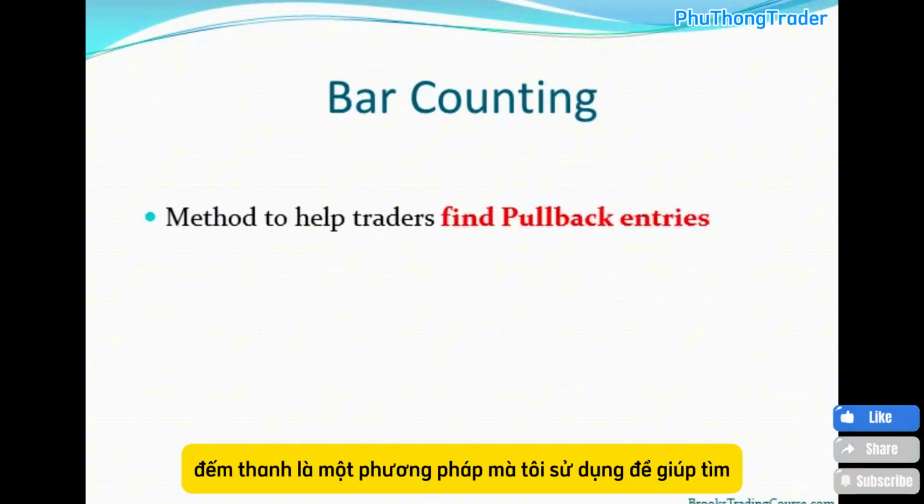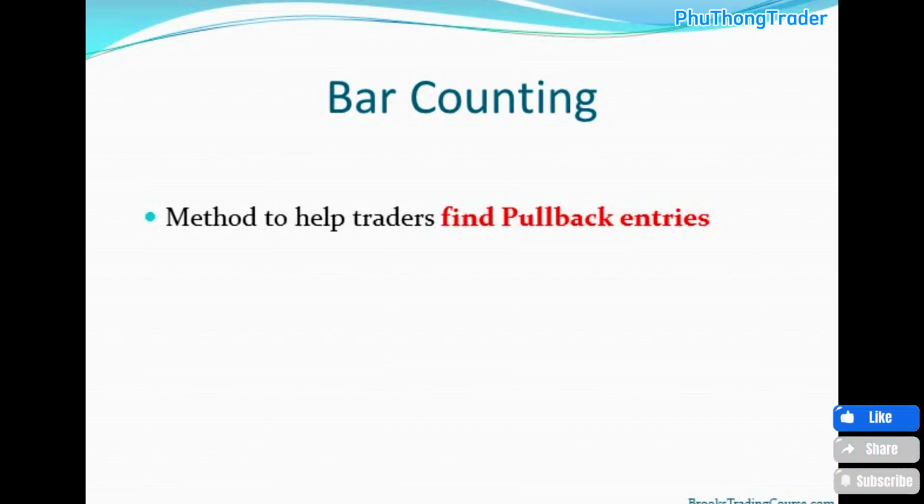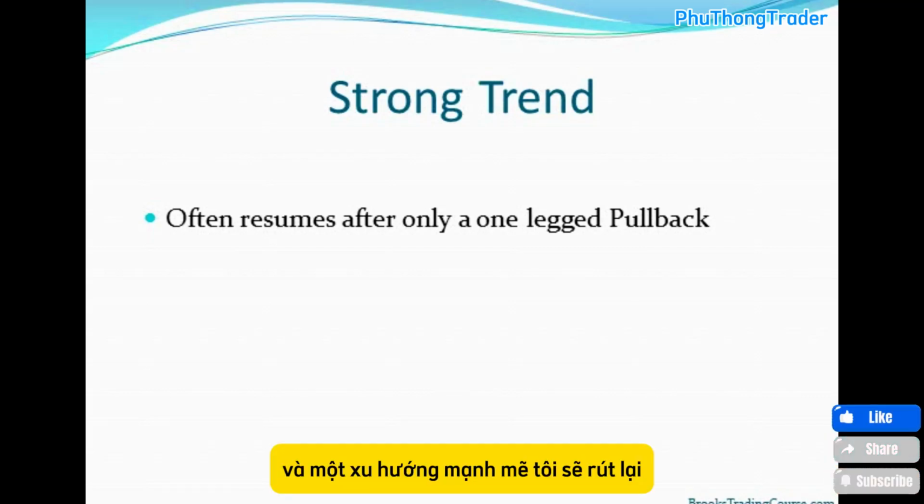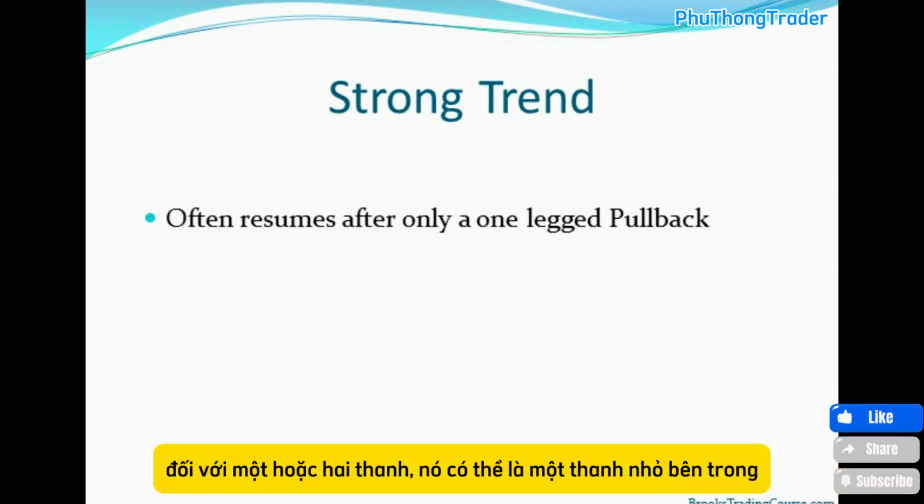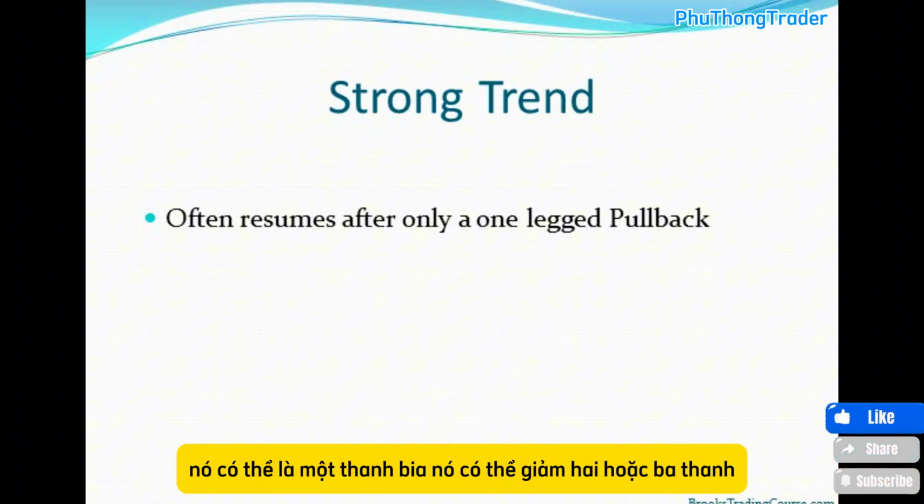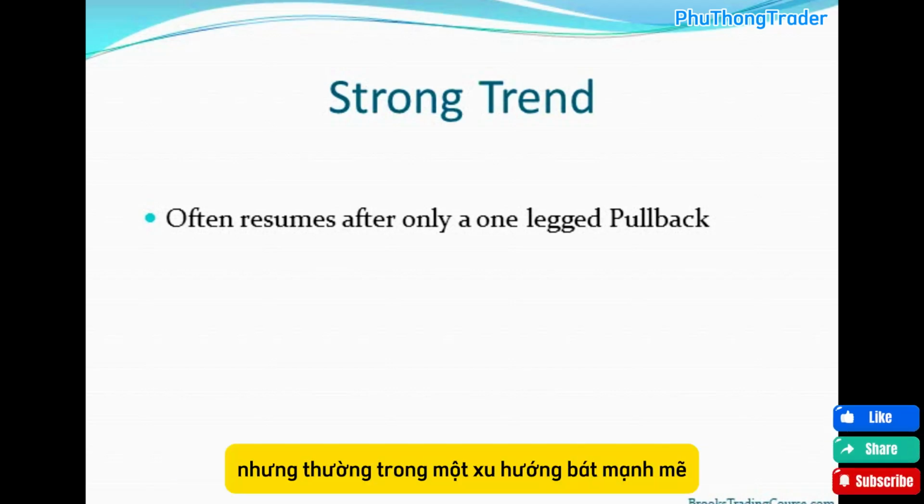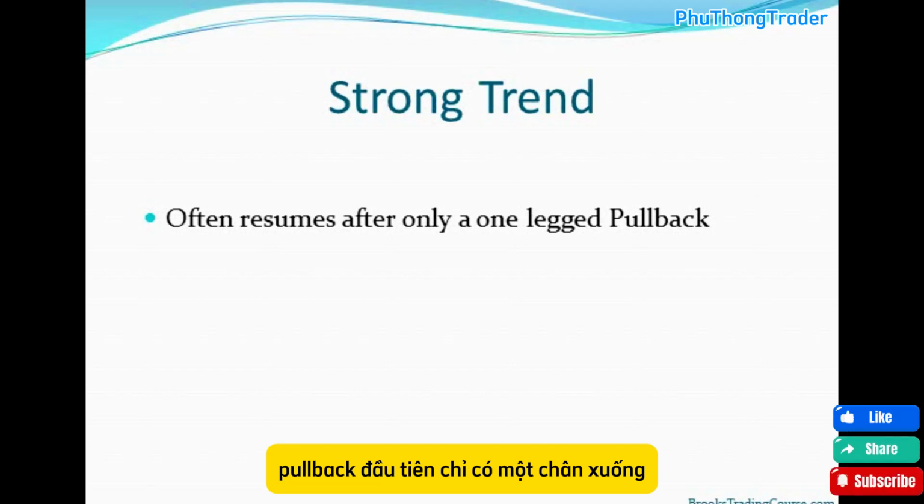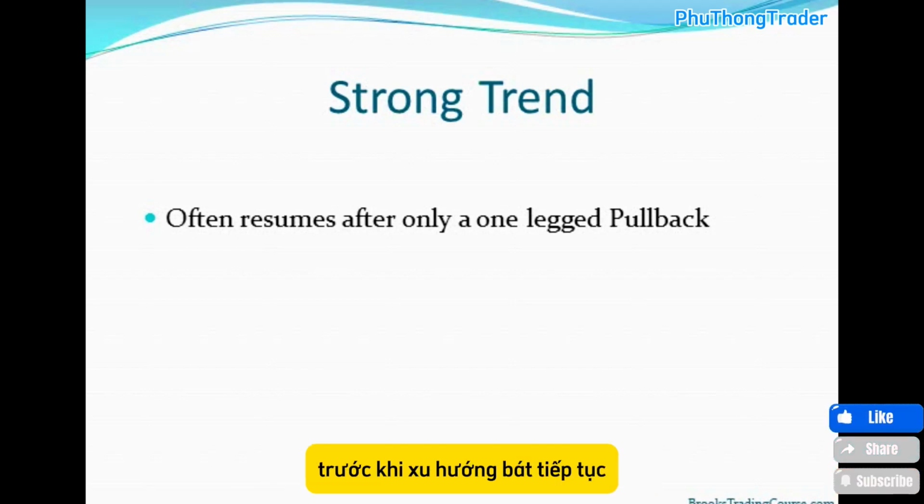Bar counting is one method that I use to help find pullbacks. In a strong trend, a pullback oftentimes just goes against the bull for a bar or two. It might be a small inside bar. It may be a bear bar. It may drop 2 or 3 bars. But usually in a strong bull trend, the first pullback only has one leg down before the bull trend resumes.